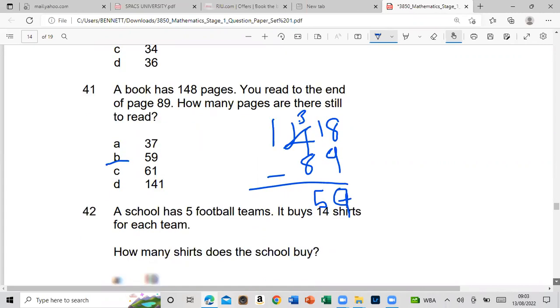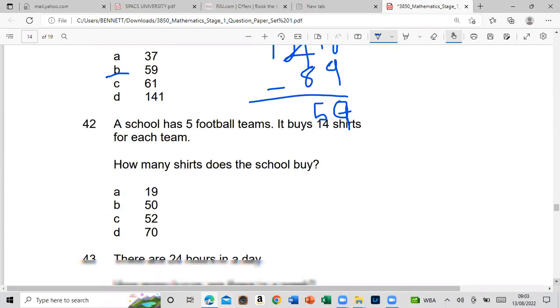A school has 5 football teams. It buys 14 shirts for each team. How many shirts does the school buy? So a school has 5 football teams. It buys 14 shirts for each team. How many shirts does the school buy? Sir, 70. 70. Very good.